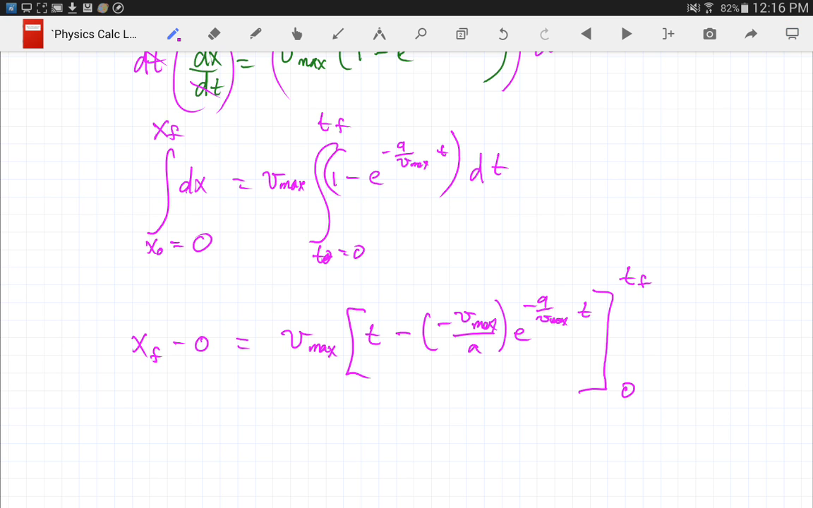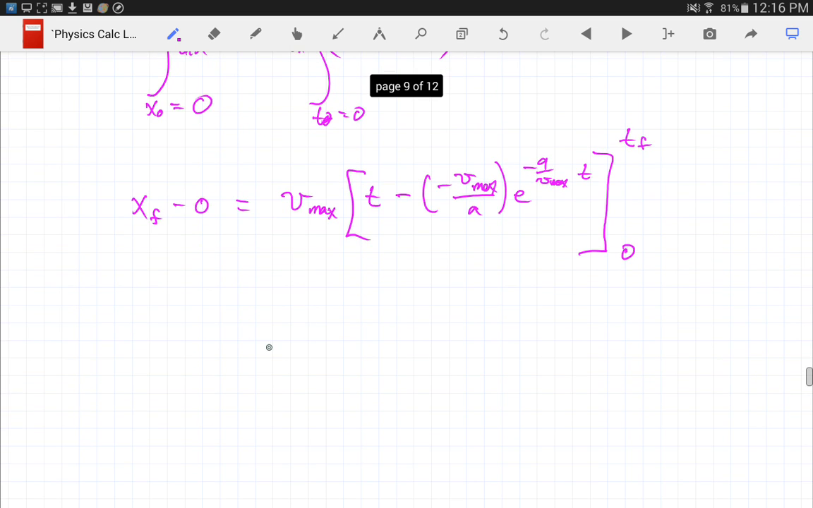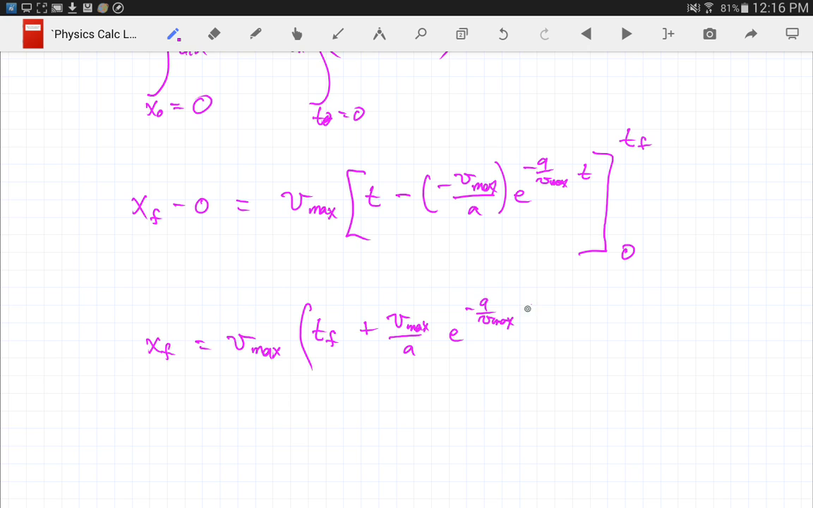Now, when I put in my limits, we have to be careful on the right-hand side. The left-hand side, I already put them in. It was so simple. But on the right-hand side, put in the first limit. That's going to be t final. Notice minus and minus is a plus. So there's the upper limit. Now I subtract the lower limit, put in 0 for t, that's 0. But what do I get when I put in 0 for t in the second one?